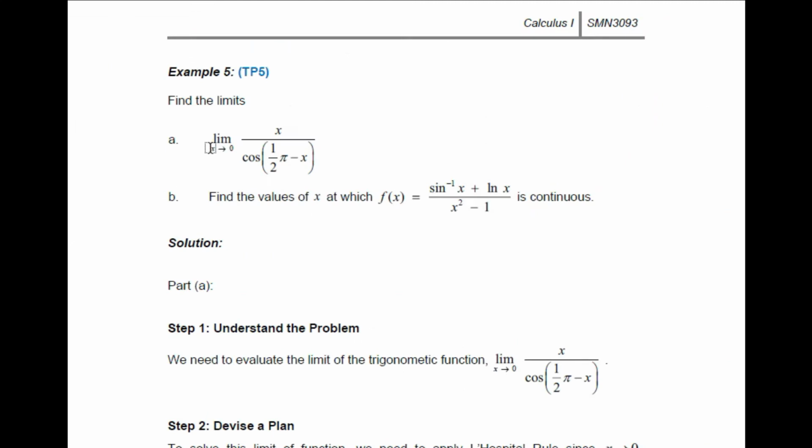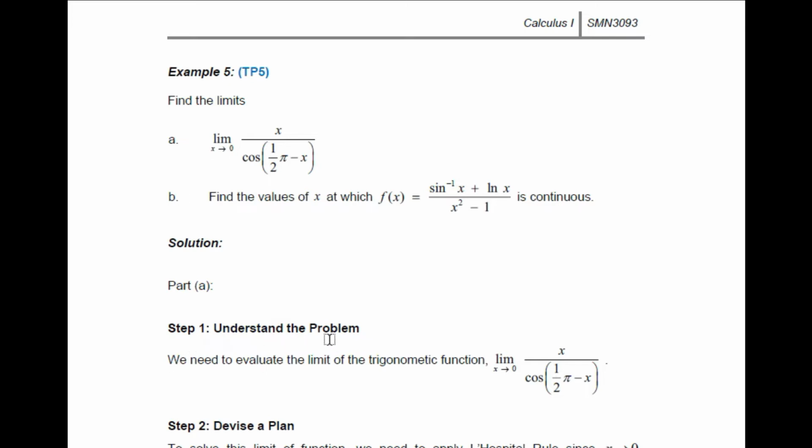Example 5. A. Find the limit of x over cos(π/2 − x) as x approaches 0. B. Find the values of x at which f(x) equals arcsin x + ln x over x² − 1 is continuous. So we solve for part A.